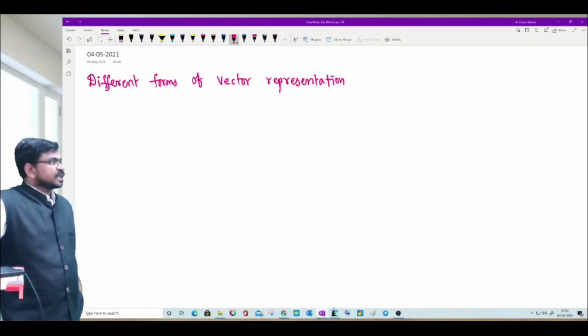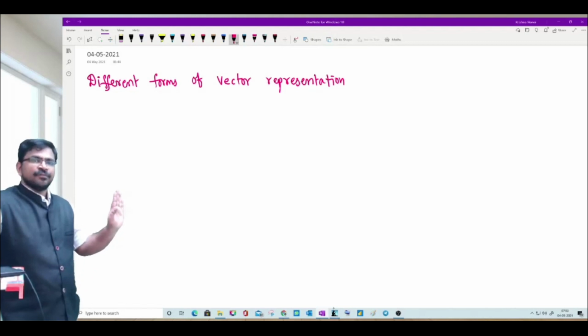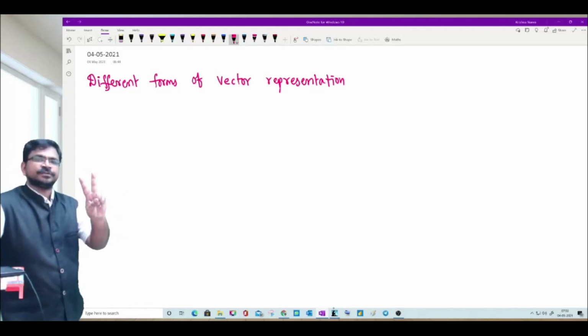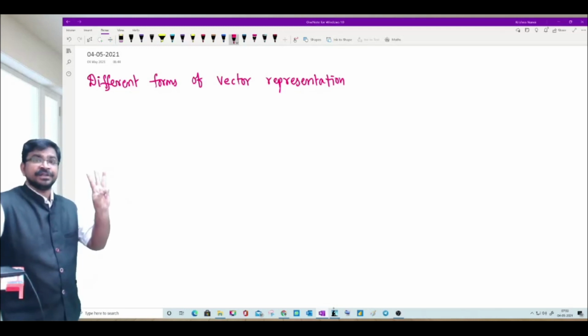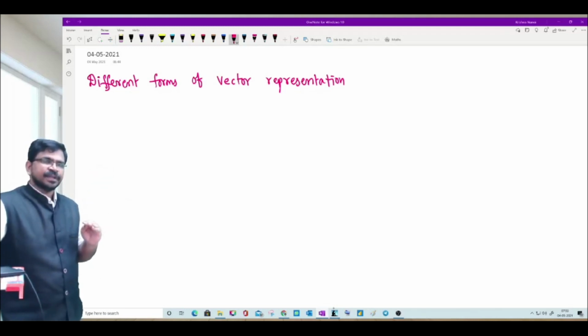Generally, vectors are represented officially in two forms, but unofficially in three ways. Let me come to the conventional, old, historic form first, and after that the official two forms.